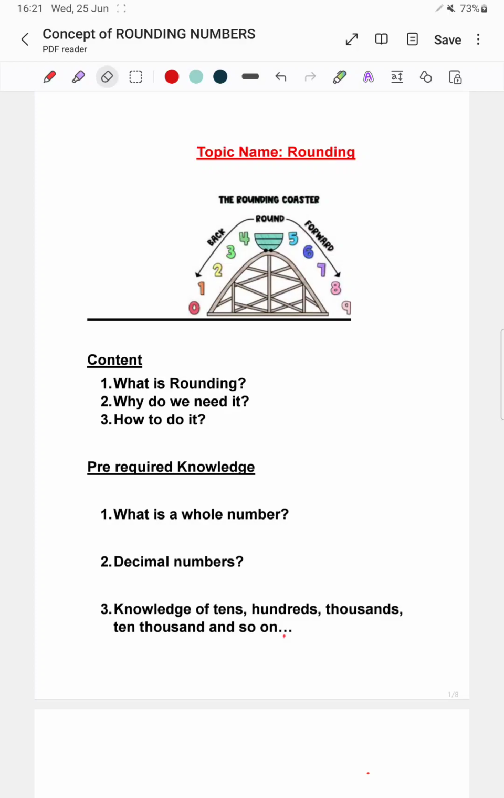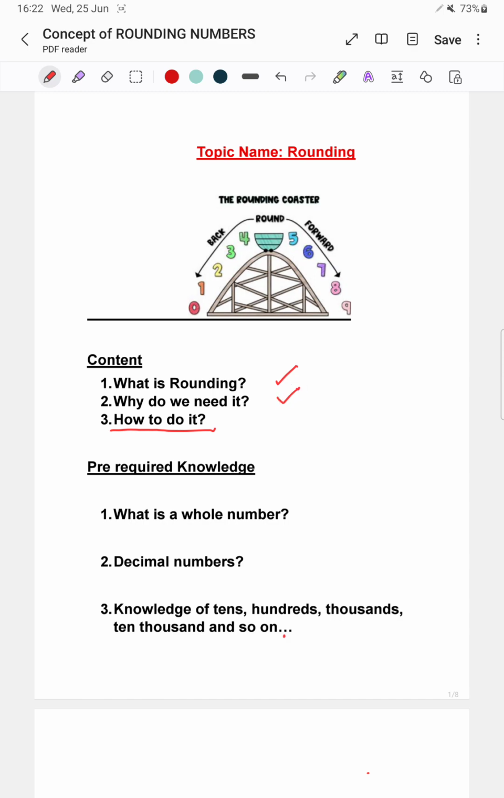Once again, I am here with all of you to share my math topical video, and today's topic is rounding the numbers. In this video, the content I'm going to cover is what is rounding and why do we need it. The third point, which is how to do it, will be explained in the second video. So my main focus for this video will be on these two concepts: what is rounding of numbers and why do we need it.